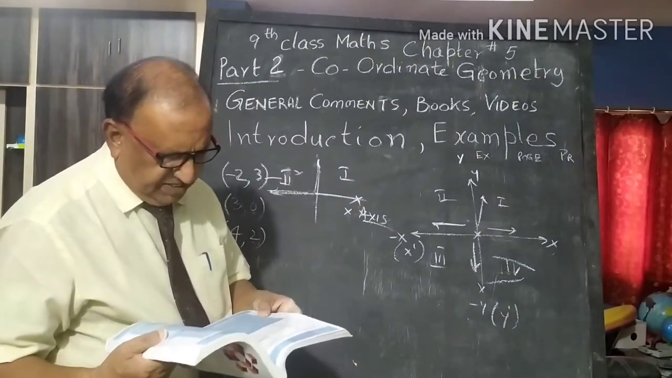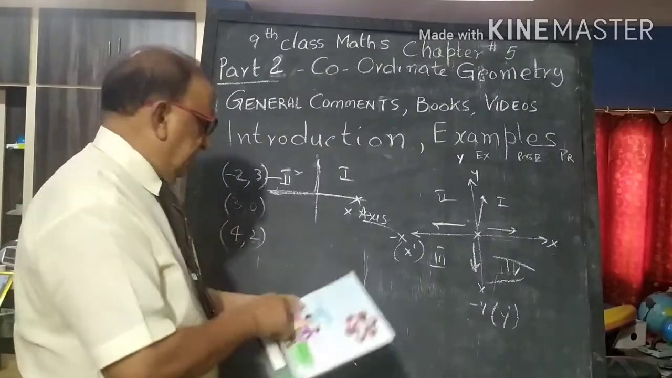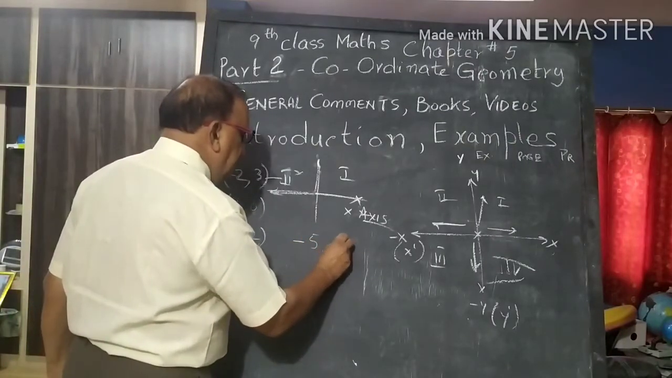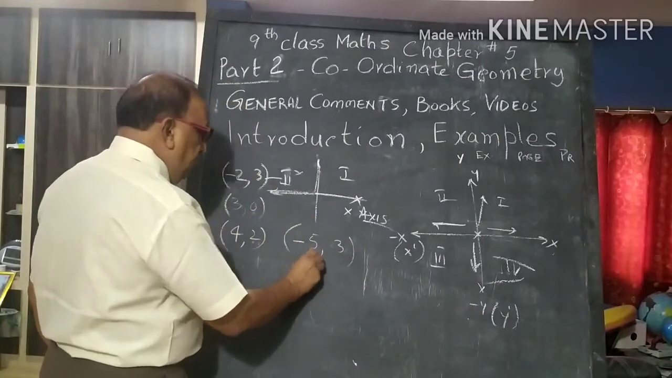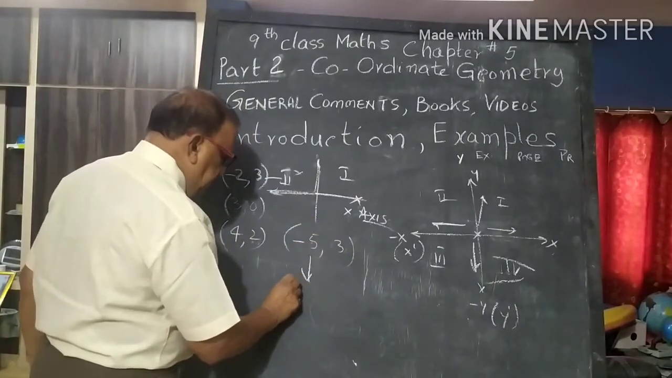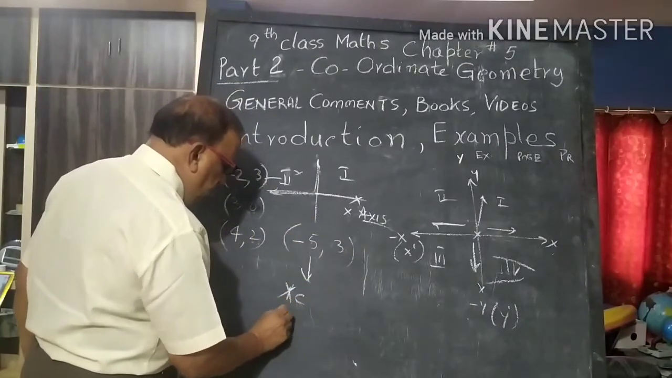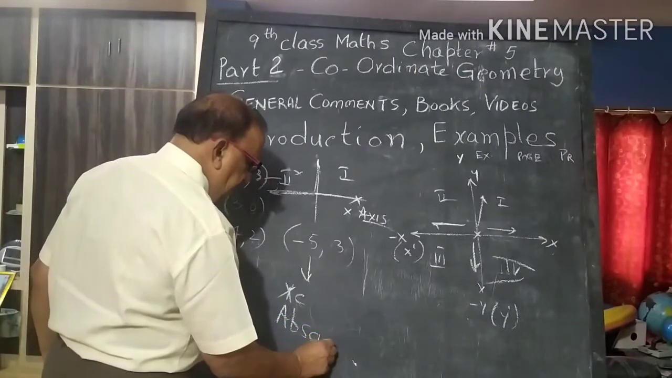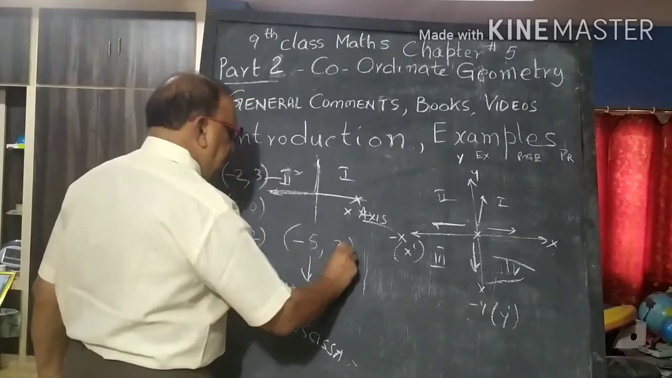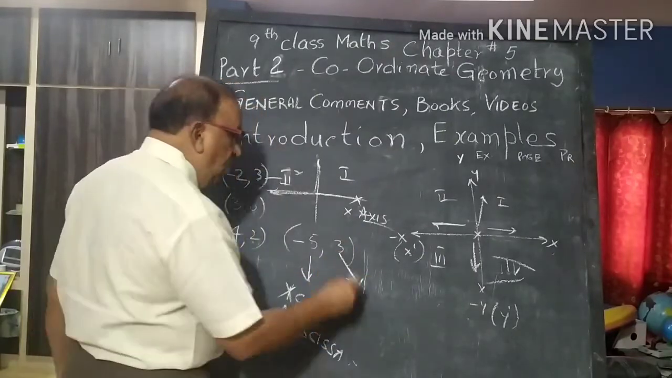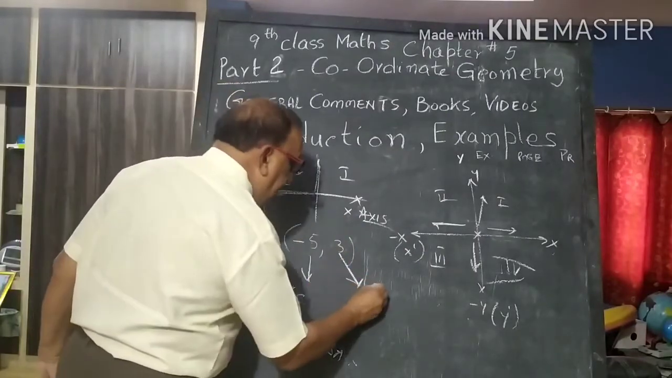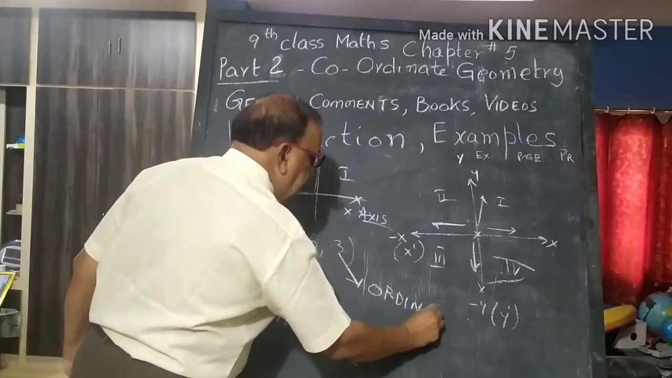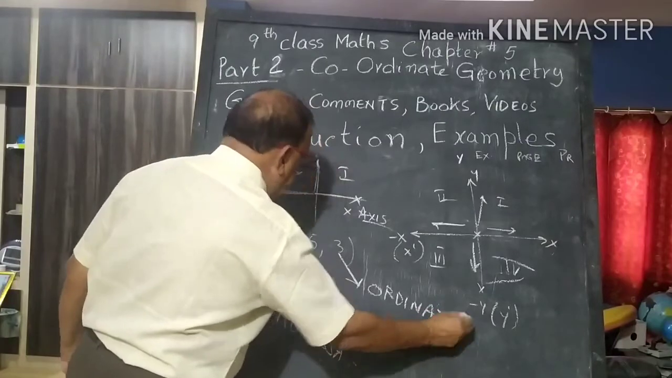Write the abscissa and the ordinate of the following points. Abscissa and ordinate. Now, let's say the first problem is (-5, 3). The first coordinate, first number, is the x coordinate, also called abscissa, A-B-S-C-I-S-S-A. Right? The second number is the y coordinate or ordinate, O-R-D-I-N-A-T-E. This is called the ordinate.